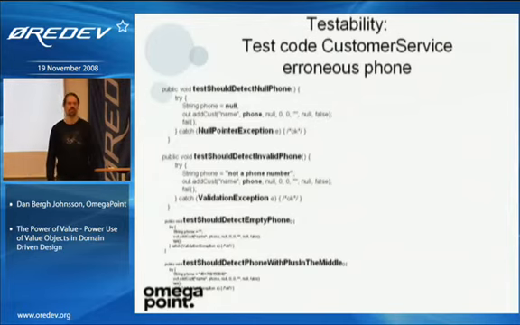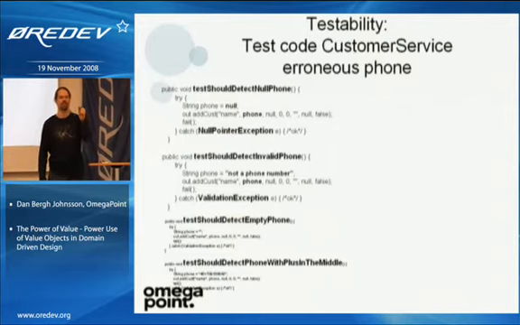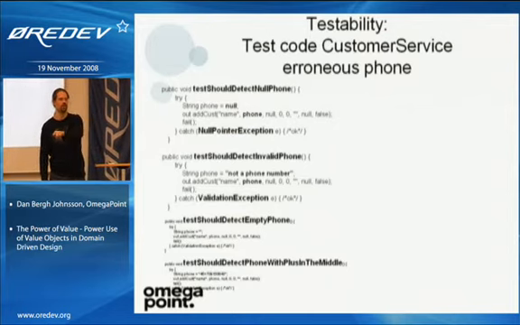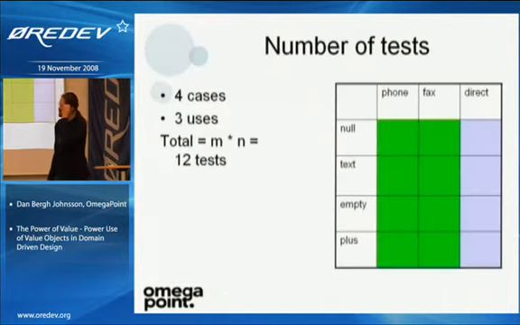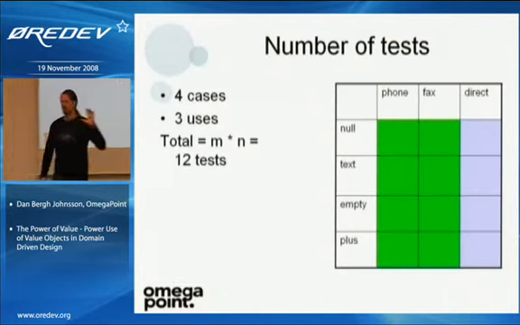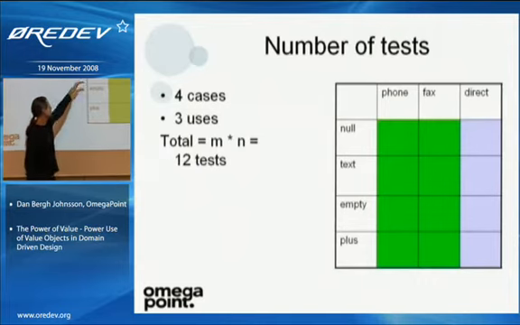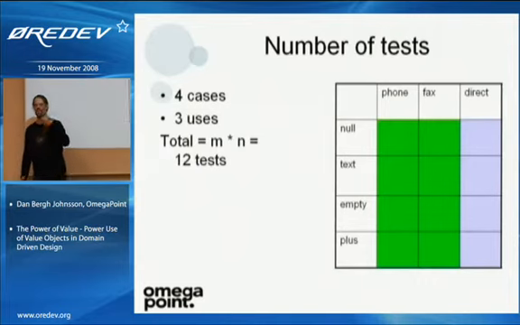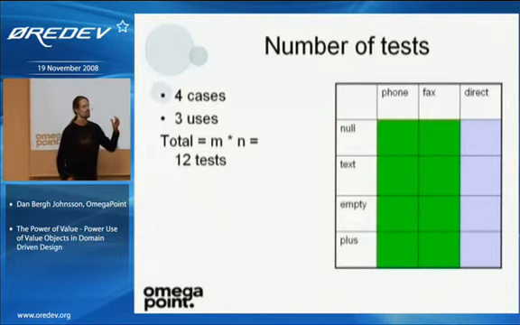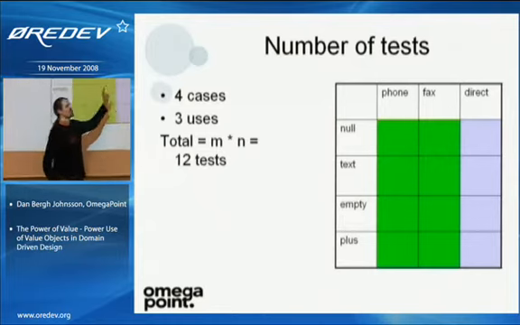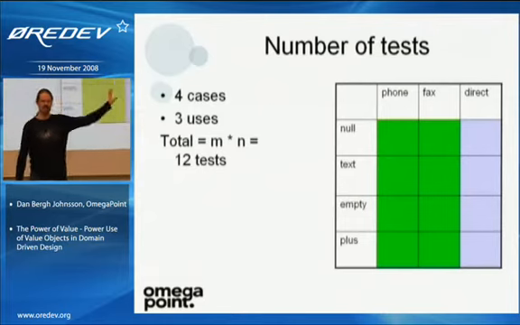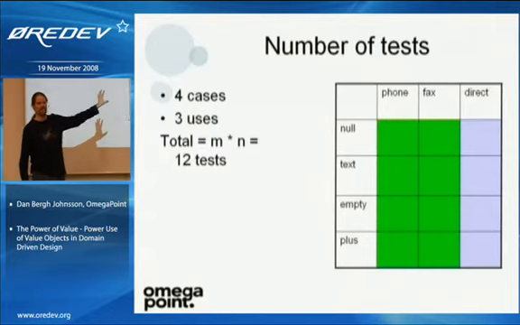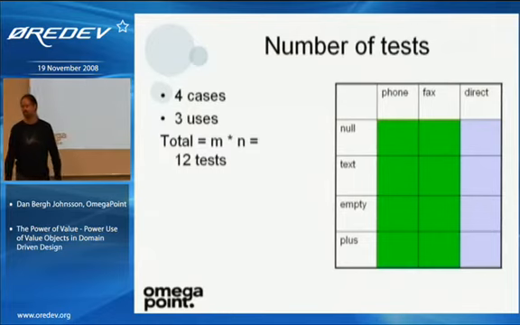4 test cases. Oh, the fax number parameter needs also to be tested. Damn it. Okay, we just repeat it. So what we end up is that we got 4 different cases: null, text, empty, and plus, and we got the different usages of the phone number as a phone number, as a fax number, and as the direct number that we didn't have the energy to test that as well, so we just left it out. So we got incomplete or non-extensive testing.